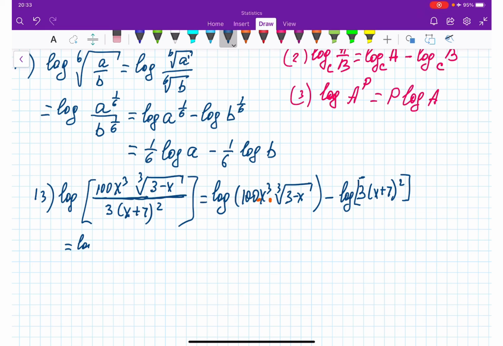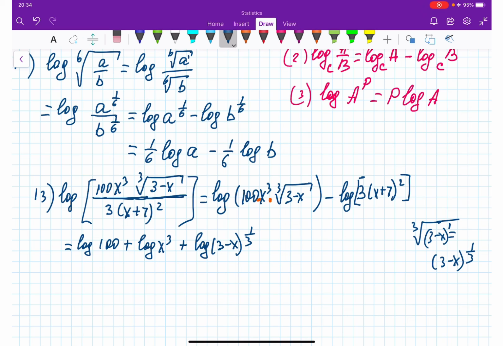So it's going to be logarithm 100 plus logarithm x cubed plus, this cubic radical 3 minus x, I'm going to represent as 3 minus x to the power 1 over 3, because this means degree 1 over 3, right? When we have 3 minus x or 5x plus 6, with addition or subtraction, you combine them and treat them as one term for these radicals. And then minus, let me put this into square brackets, because I have minus. When I open parentheses, it's going to flip the sign.